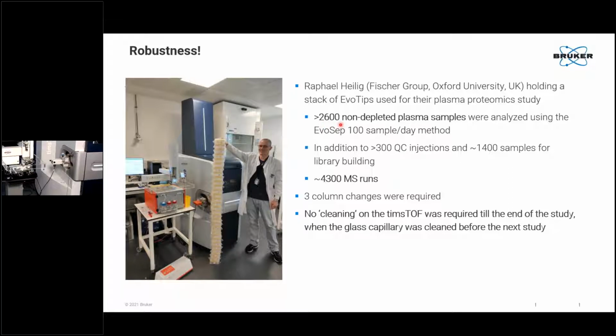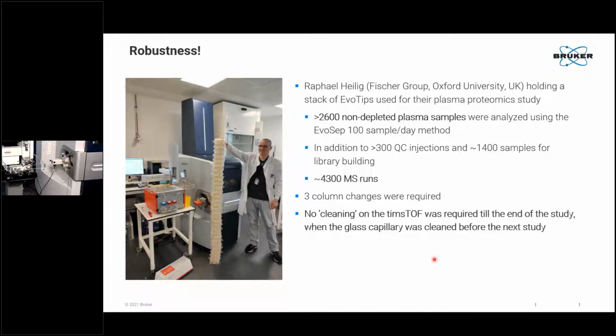next to the system. So basically, they ran in excess of 2,600 non-depleted plasma samples using a 100 samples per day method, in this case on the EvoSep One LC system. With all the extra library and QC samples, this equated to acquiring in excess of 4,300 MS runs. And what's nice is that they didn't see any drop in performance over these samples. Other than changing the column, they didn't have to do any subsequent cleaning of the mass spectrometer. And we're seeing this in timsTOF users' labs really across the world, that there's very little maintenance that you have to do on the system, and it's proving to be really robust and capable of running these larger sample cohorts without a lot of downtime for cleaning and maintenance.